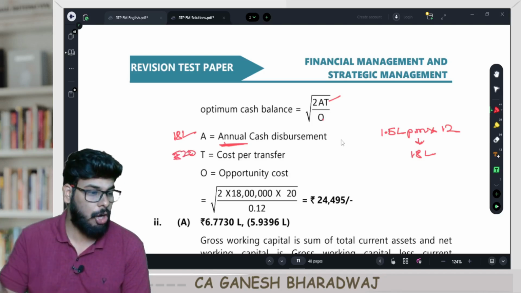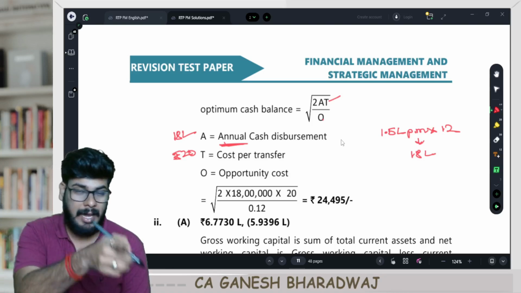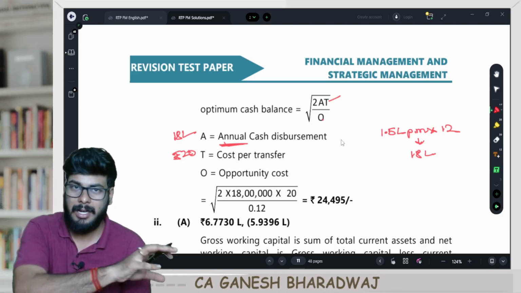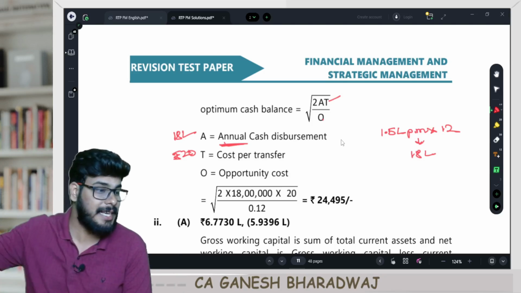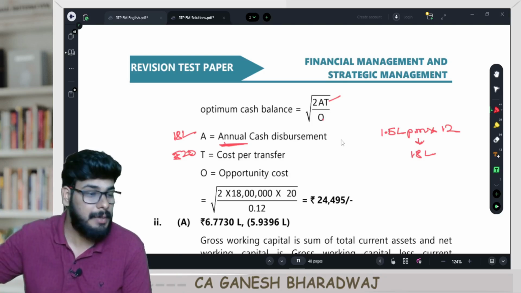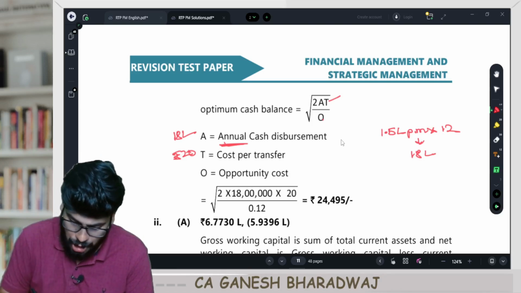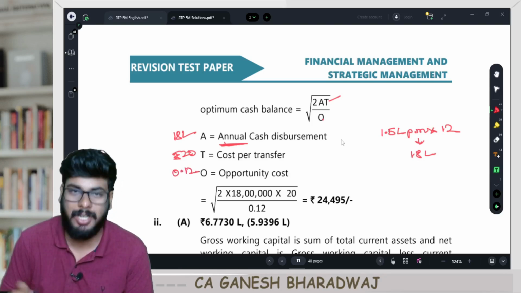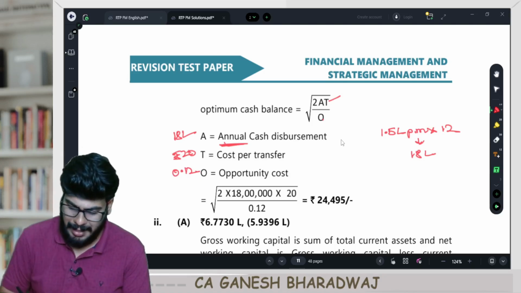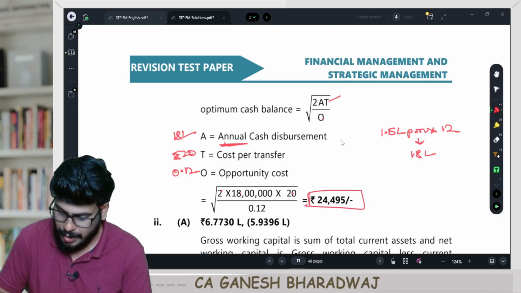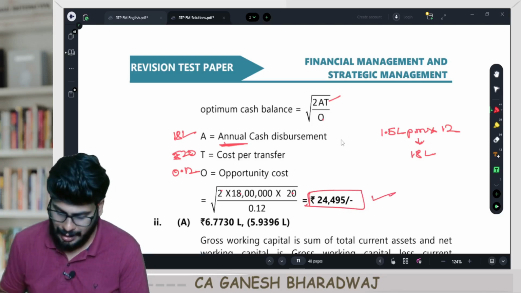And O, what is the opportunity cost? If I am not maintaining the excess amount as cash in bank, the excess amount can be invested elsewhere in marketable securities, which gives a return of how much? 12%. So it's going to be 0.12. Are you clear with this? So if you apply this formula, root of 2 into 18 lakh into 20 upon 0.12, you get the optimum cash balance. How much has it to be?